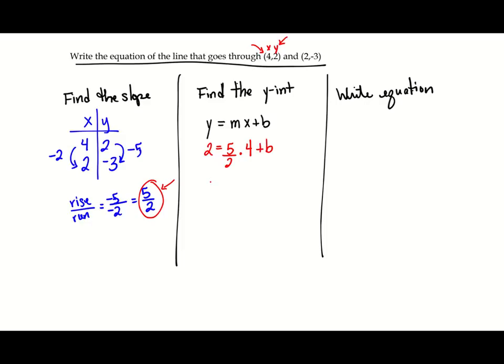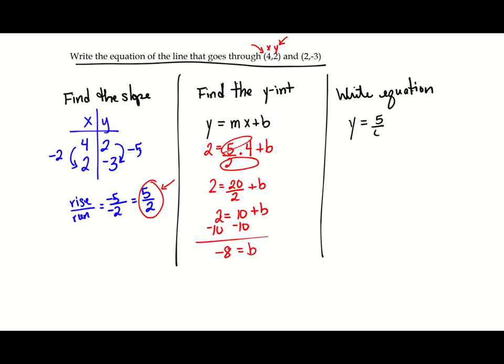I have 2 equals, remember, multiply the tops, multiply the bottoms. I end up with 20/2 plus b. 2 equals 10 plus b. I subtract 10 from both sides, and I find that b is equal to -8. So now I've got my m, I've got my b, I can write my equation. y equals 5/2 x minus 8. There's the equation of my line.